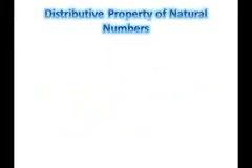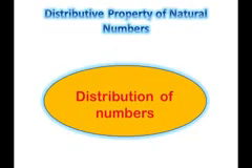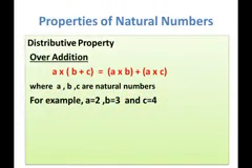Today we will discuss the distributive property of natural numbers. Distributive property over addition: A into (B plus C) is equal to (A into B) plus (A into C), where all three A, B, C are natural numbers.